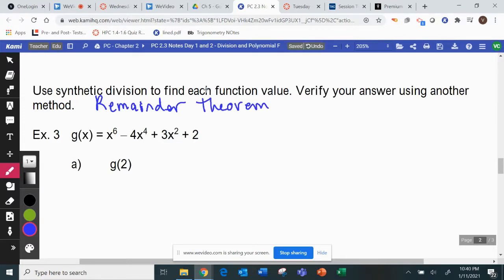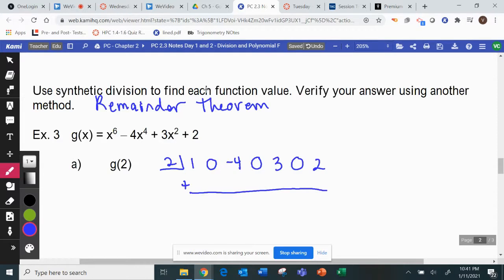And it says, if you're going to do g of 2 using synthetic division, we're going to make 2 the little box number. And we're going to use synthetic division. And we're going to get, let's see, x to the 6 is 1. X to the 5th, there isn't 1. X to the 4th is negative 4. X to the 3rd, there is not 1. X to the 2nd is 3. There isn't an x to the 1st. And 2 is the number by itself.